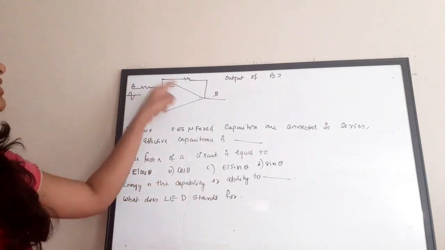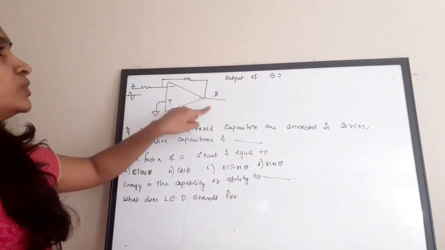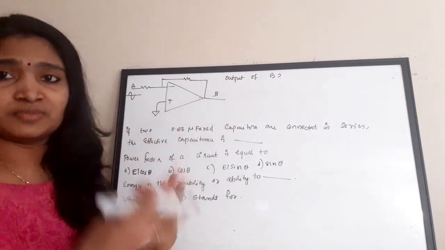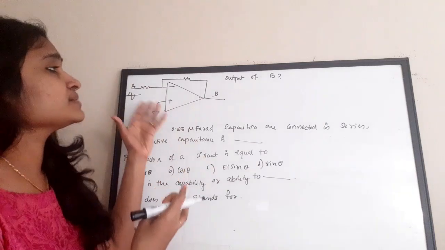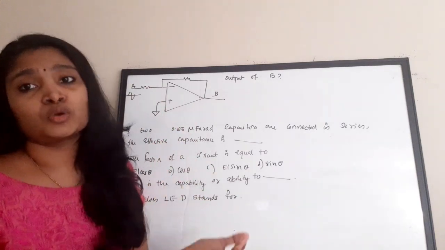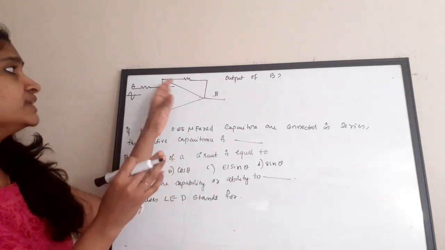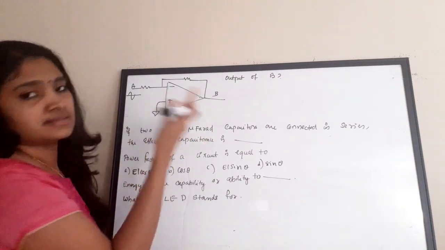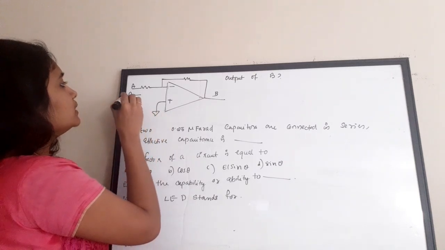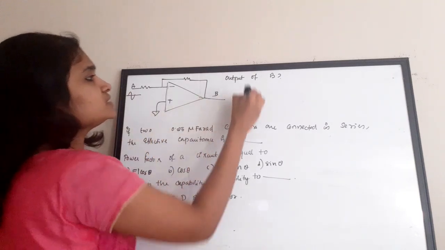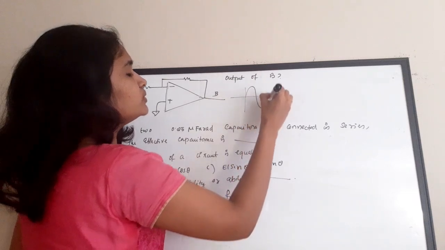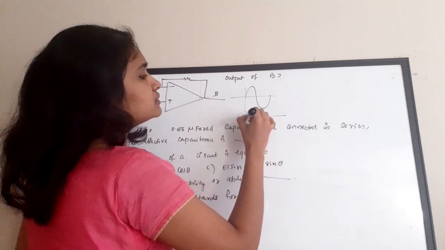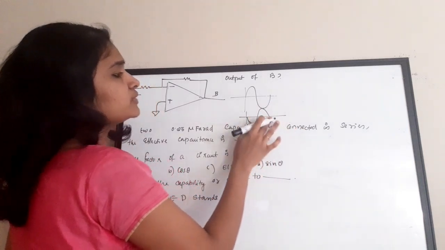For the case of an inverting amplifier, we know that the input-output relation has a 180-degree phase change. When input is applied to the inverting terminal, it inverts the output. That is why it is called the inverting terminal. Whereas if it is applied to the positive terminal, they are in phase. So if this is your input waveform, your output waveform will be a 180-degree change in phase. So it will look like this.